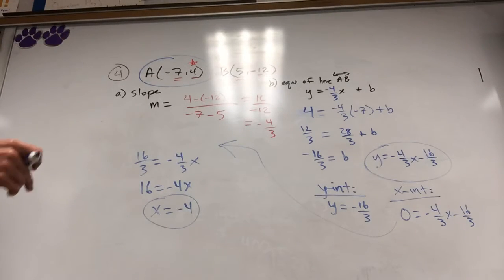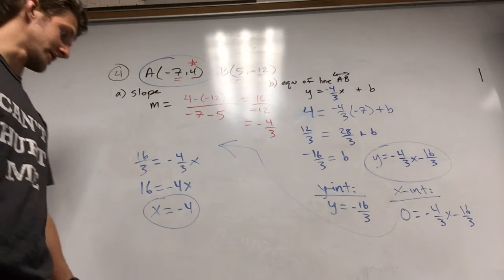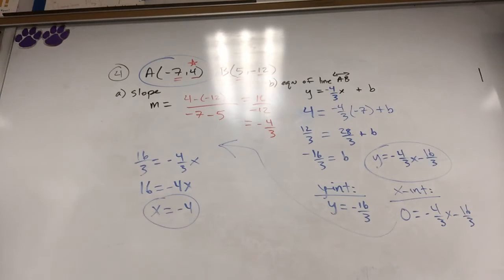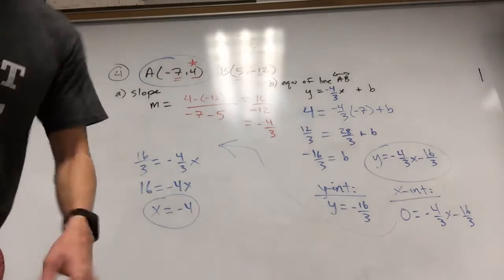Again, if I ever make a mistake, let me know. There is a good chance you'll have to spot one and correct me later. But that looks pretty good for the x-intercept, when y is 0 and it crosses the x-axis.